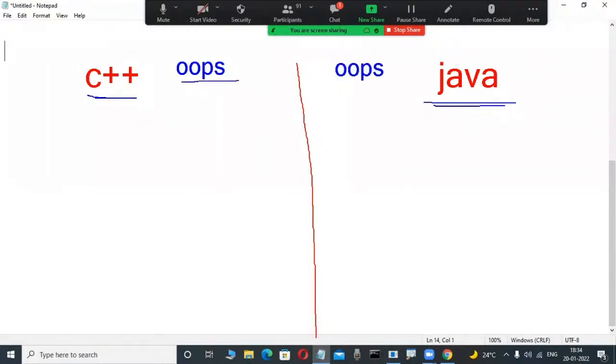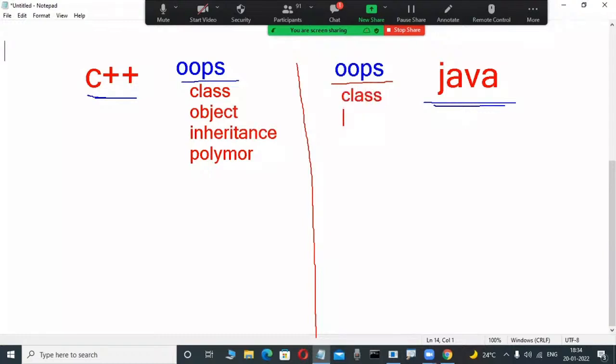OOPS concepts, which maybe some of you know: class is a concept, object is a concept, inheritance is a concept, and polymorphism is a concept. Maybe many of you have an idea. Same here in Java: what is a class? What is an object? What is inheritance? What is polymorphism? So many concepts are there. That's why conceptually class, object, inheritance, polymorphism are the same.